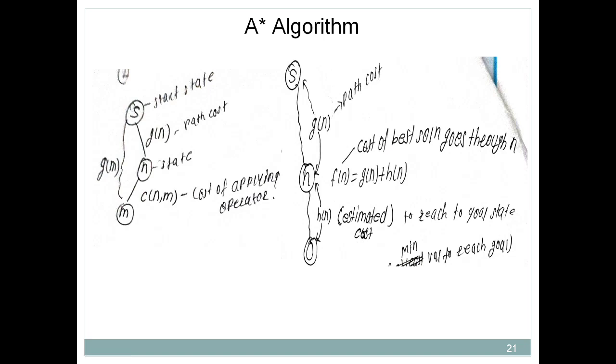So f value can be calculated by addition of these two, g of n plus h of n. So this thing should be known to you. These three things are important. f of n equals g of n plus h of n. f is the total cost, where g is the cost to move from source to that particular node that we are considering. h value represents the cost of a node to reach the goal.